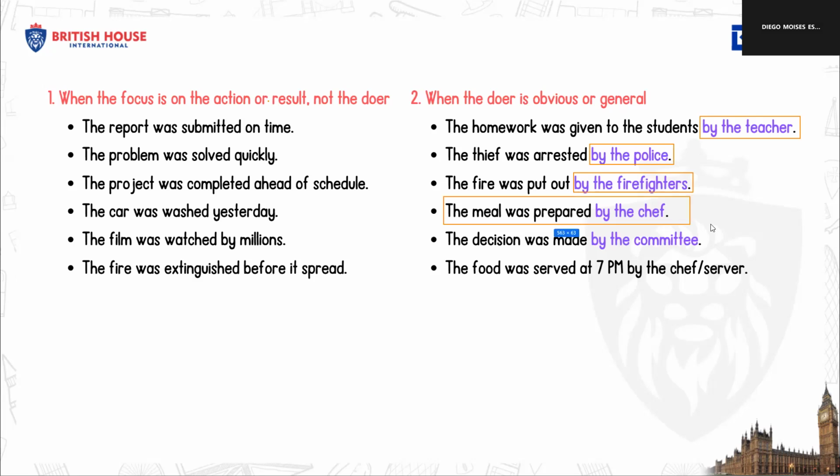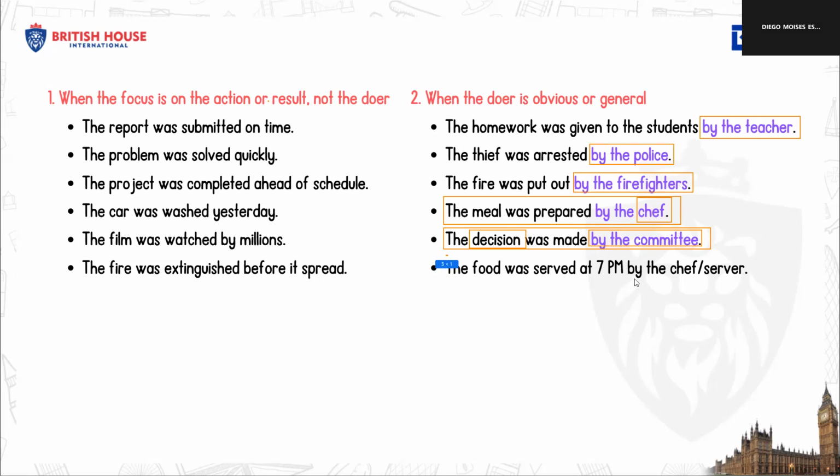The meal was prepared by the chef. Who else is going to prepare the food or the meal? The teacher? The thief? The police? No, right? The chef. Who else? The decision was made by the committee. Who else is going to decide things? The chef? Maybe in his kitchen. But well, in this case, the agent was them.